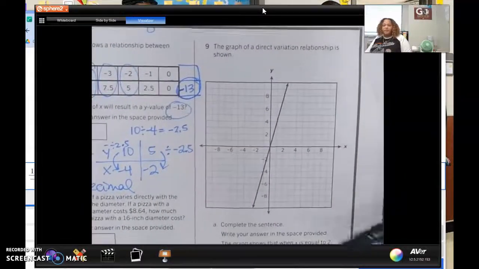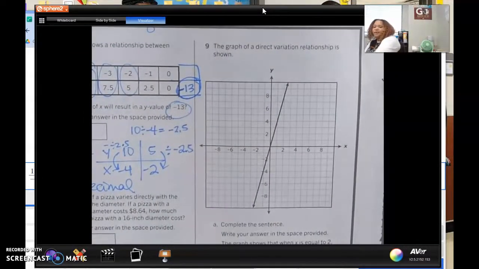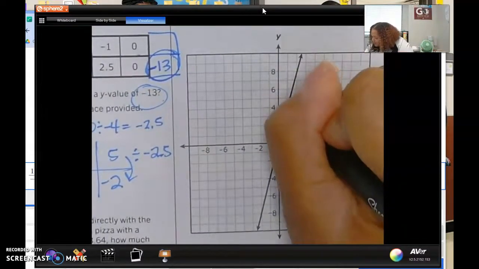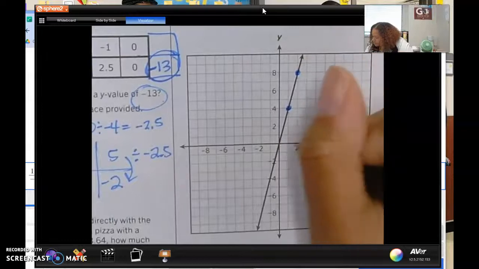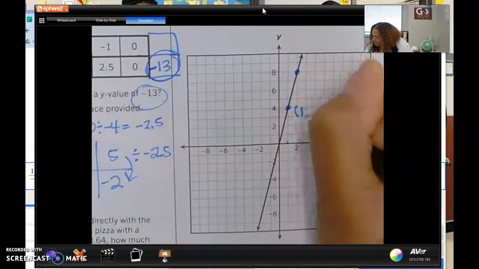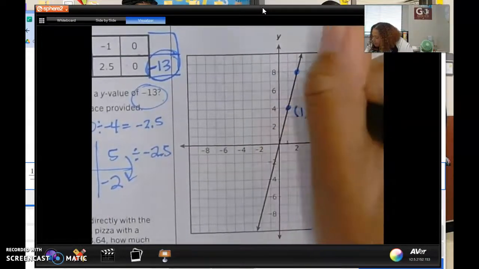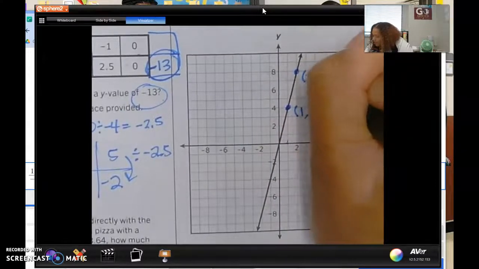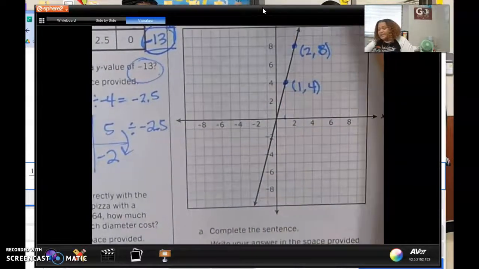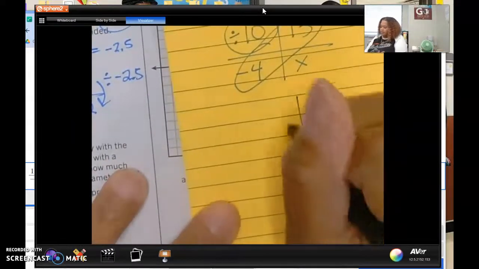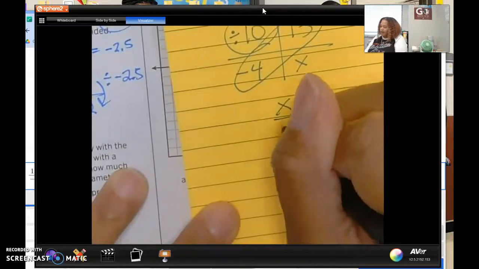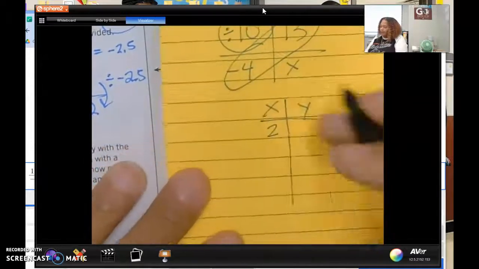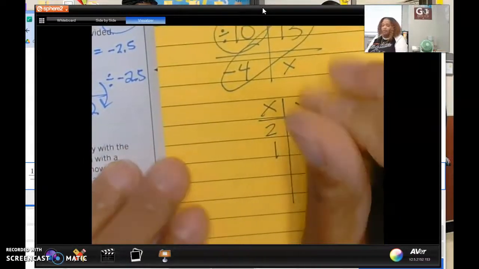Number 9. The graph of a direct variation relationship is shown. Okay, zoom in. Find friendly points. 1, 2. You run 1, then jump 4. You run 2, then jump 8. There's part of my table already. Oopsies. x, y: 2 and 8, 1 and 4.